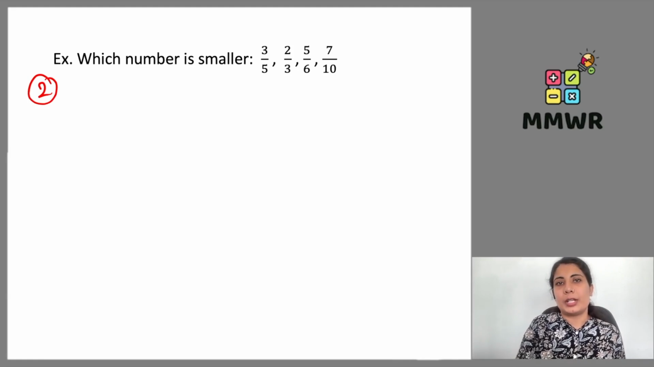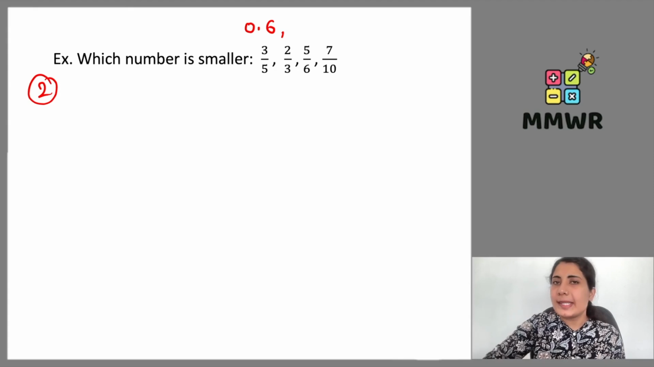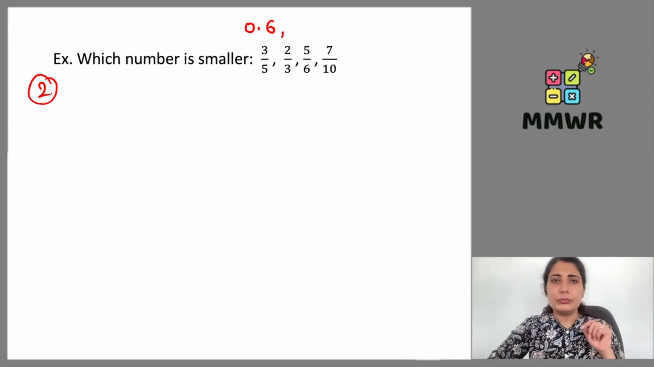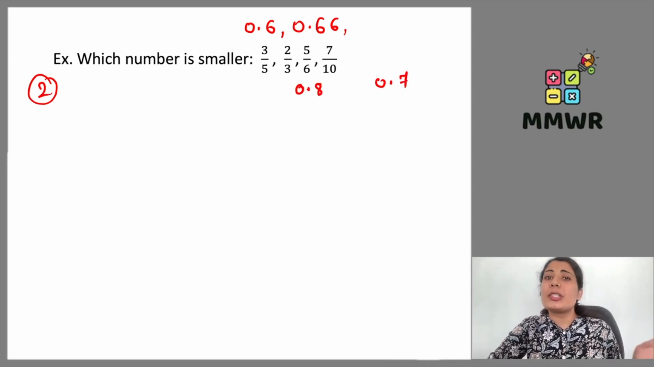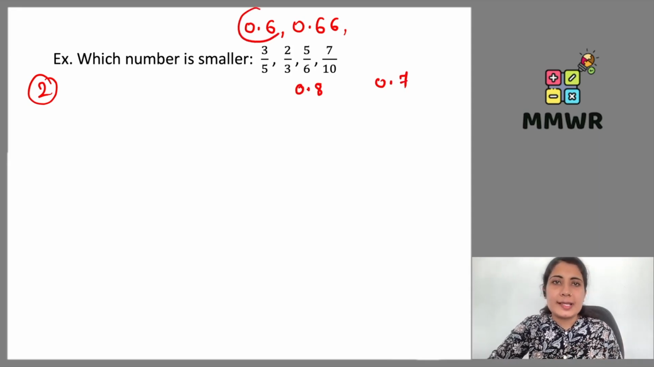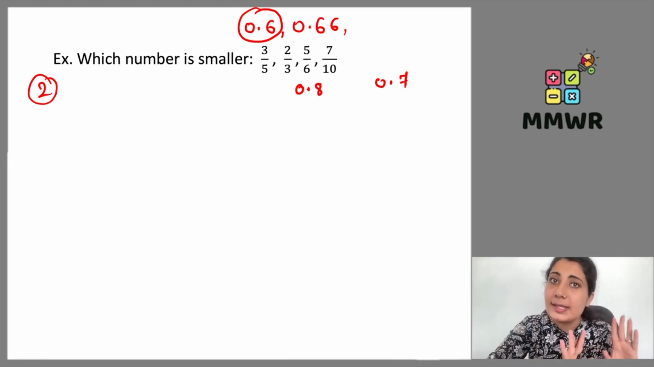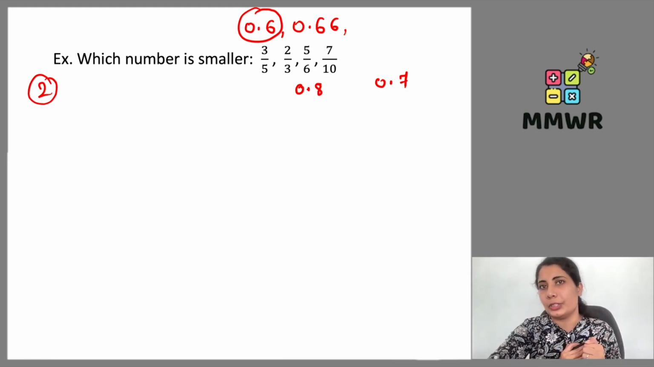So if I convert, 3 upon 5 is going to give me 0.6, right? 2 divided by 3 will give me, 3 sixes are 18, this will go on, 0.66. Then 5 upon 6, 6 eights are 48, and this gives me 0.8. And 7 upon 10 gives me 0.7. So which is the smaller one among all? Of course, this is the smaller one, because this is the fixed answer 0.6. We can't divide it further.